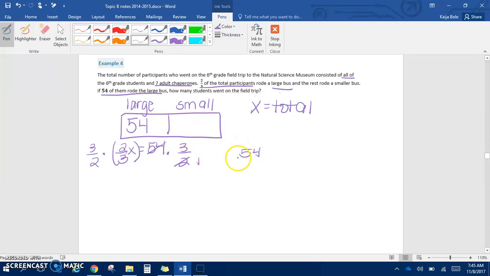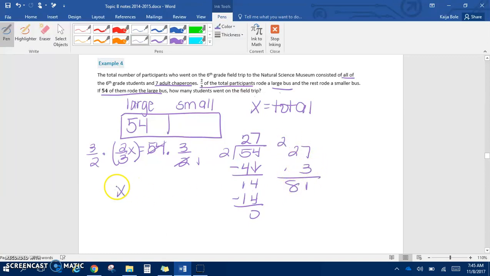and 54 divided by 2, we get 27, and then times 3, so 27 times 3, 21, 6, 7, 8, so we get that x equals 81. So the total is 81 students, or participants, I guess, if we include the adults.